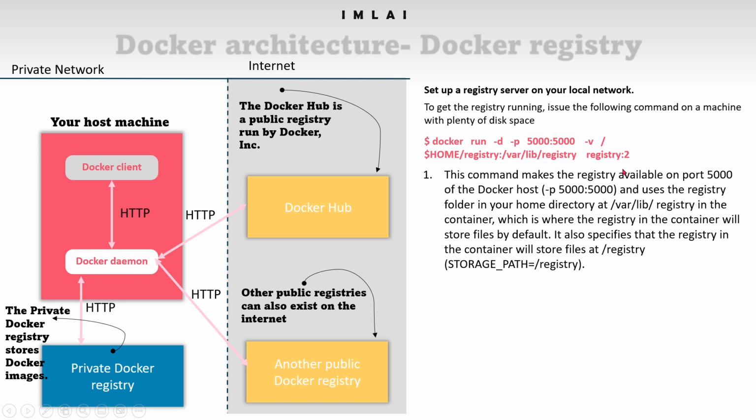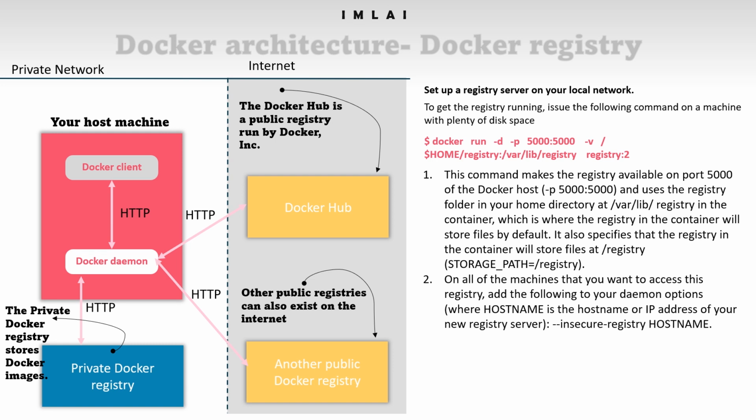So this command makes the registry available on port 5000 of the Docker host and uses the registry folder in your home directory at var lib registry in the container, which is where the registry in the container will store files by default. It also specifies that the registry in the container will store files at forward slash registry.